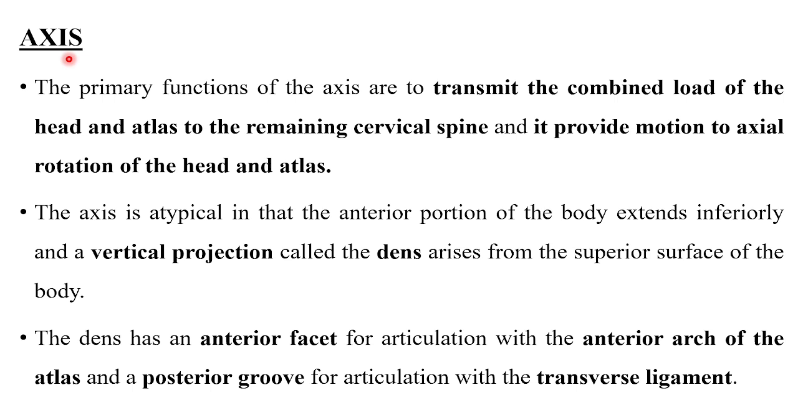Next bone is your axis, that is the C2 or second cervical vertebra. The primary functions of the axis are to transmit the combined load of the head and atlas to the remaining cervical spine, and it provides motion for the axial rotation of the head and atlas. The axis is an atypical vertebra in that the anterior portion of the body extends inferiorly and a vertical projection called the dens arises from the superior surface of the body. The dens has an anterior facet for articulation with the anterior arch of the atlas and a posterior groove for articulation with the transverse ligament.